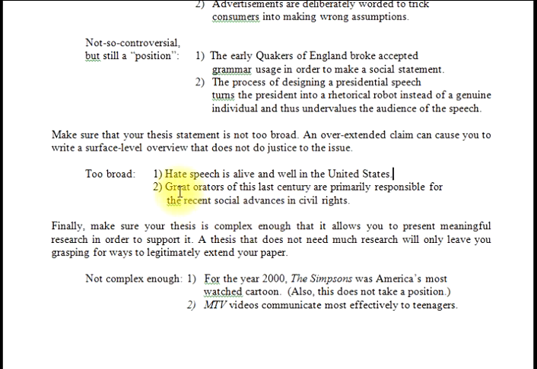How about this one? Great orators of this last century are primarily responsible for the recent social advantages of civil rights. Oh my goodness, again, you are making a specific claim. People aren't going to, this is not obvious right off the bat. The connection between great orators and social change from the last century. You're going to have to draw a lot of connections. You're going to have to look at quite a few great orators. This is just way too broad, okay?